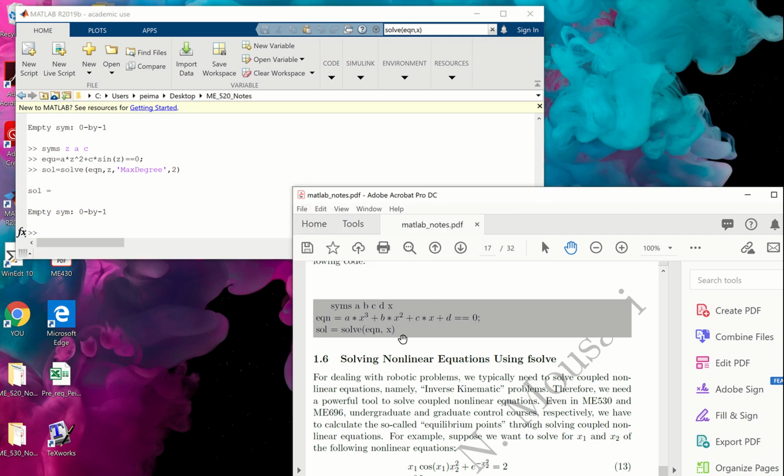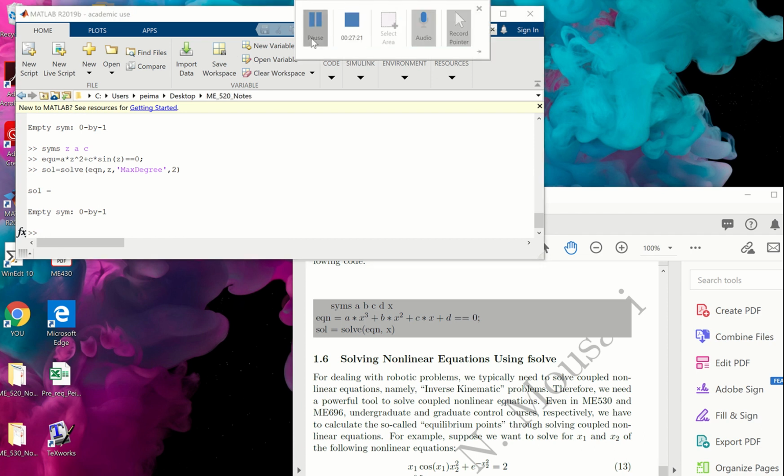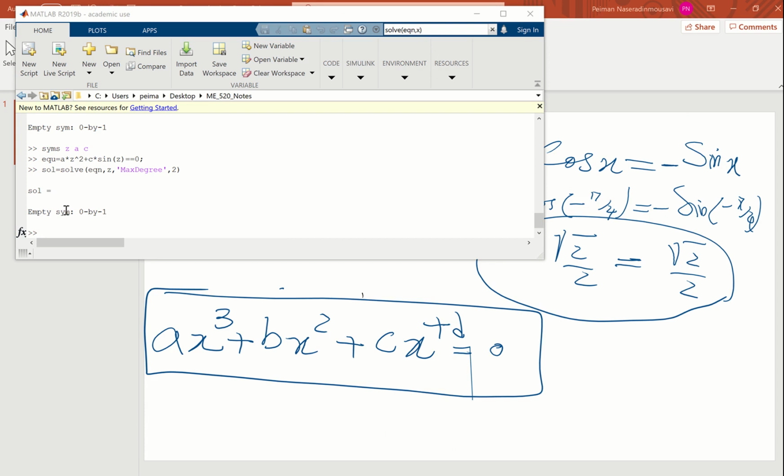That's it, guys. And I forgot to tell you, the empty means there's no solution exists for this, because you cannot solve this symbolically. That's why this is a very, very complicated equation symbolically. Okay, so see you tomorrow.